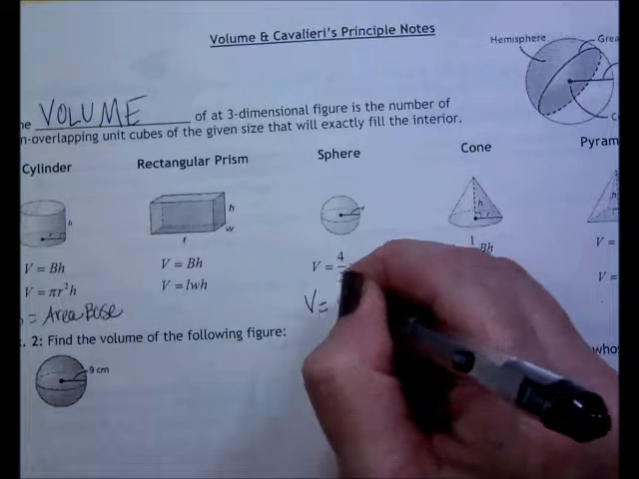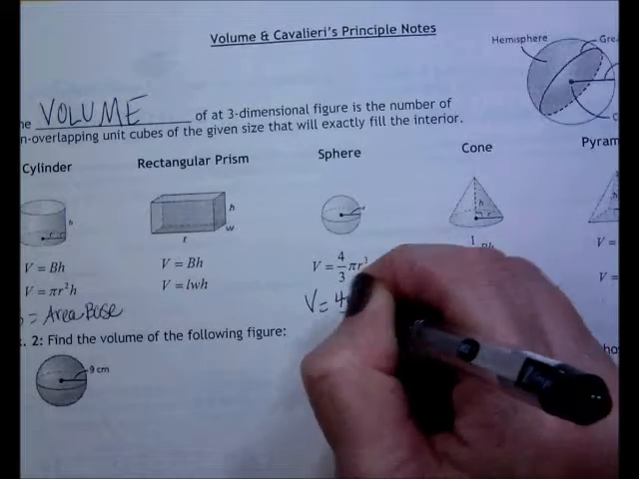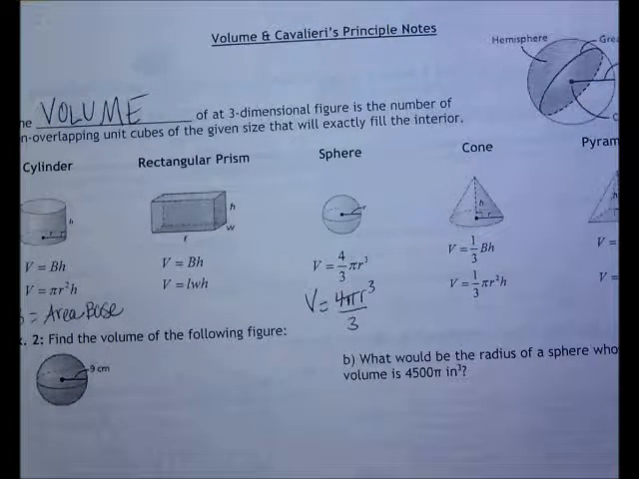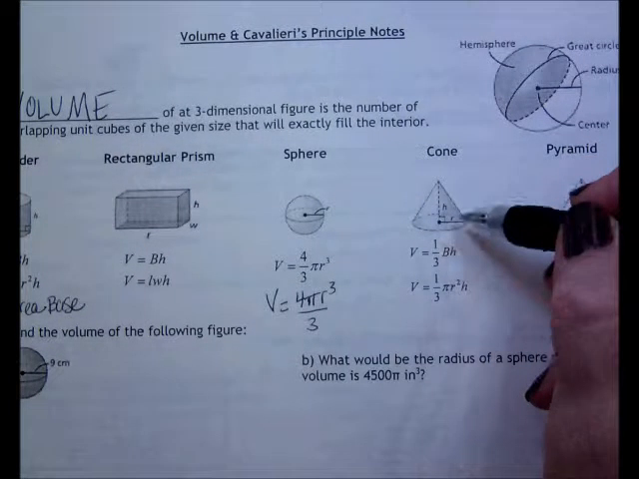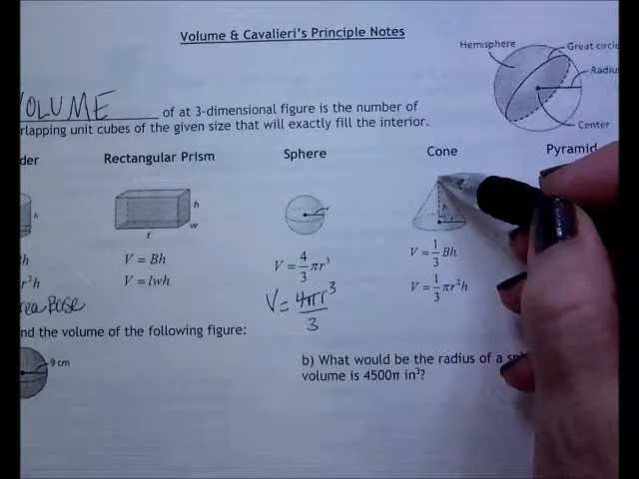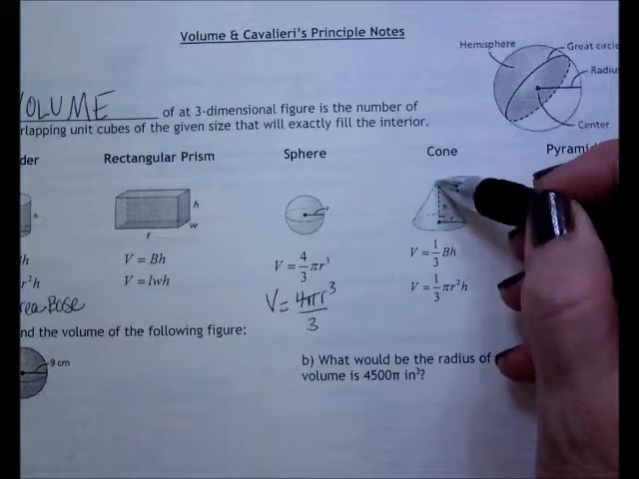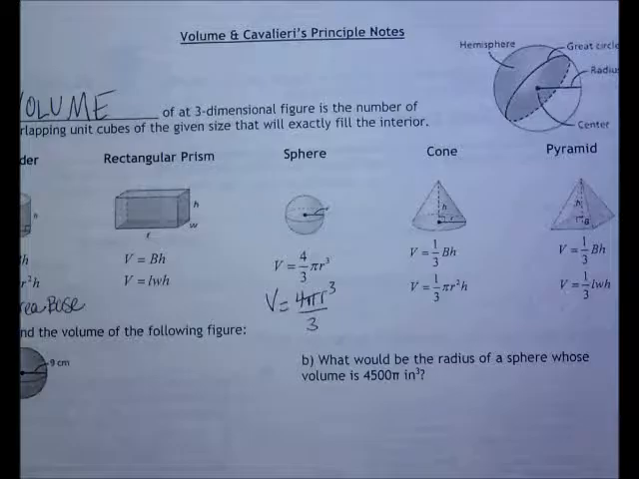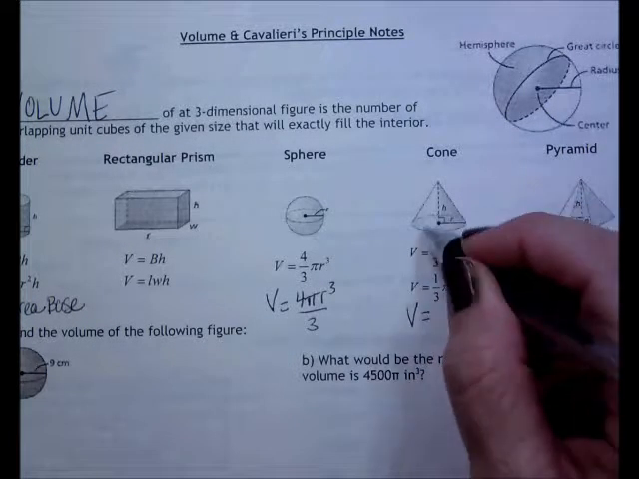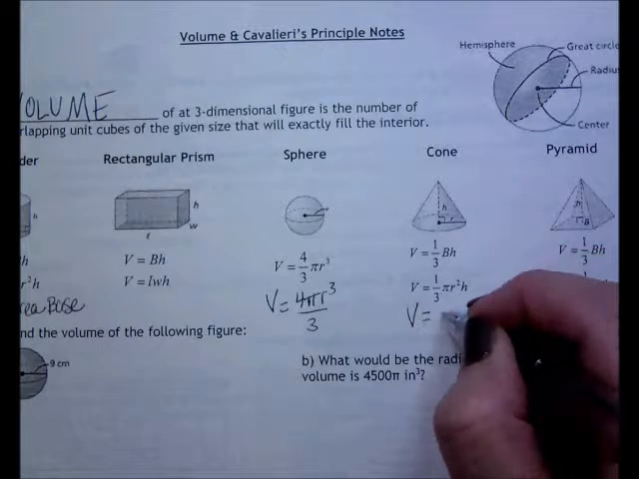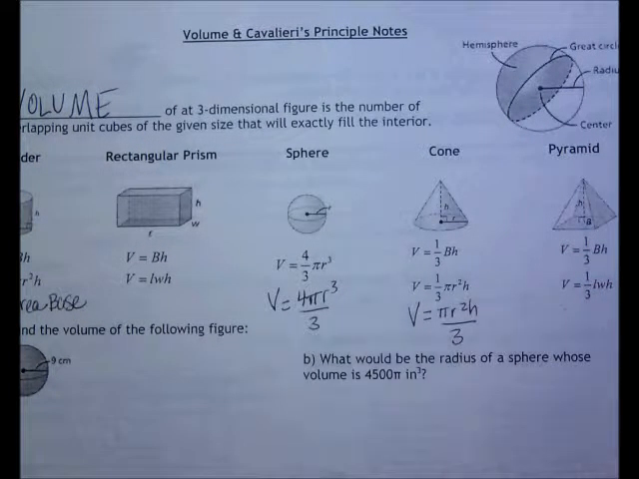We wrote this in class because this is how we put it into our calculator: 4 pi r cubed divided by 3. The next one that we had is the cone, and a cone again has a circular base, and it comes up to a point that is perpendicular, above the center of the circle. So the volume of a cone is the area of the base times the height, so it's pi r squared h, divided by 3.